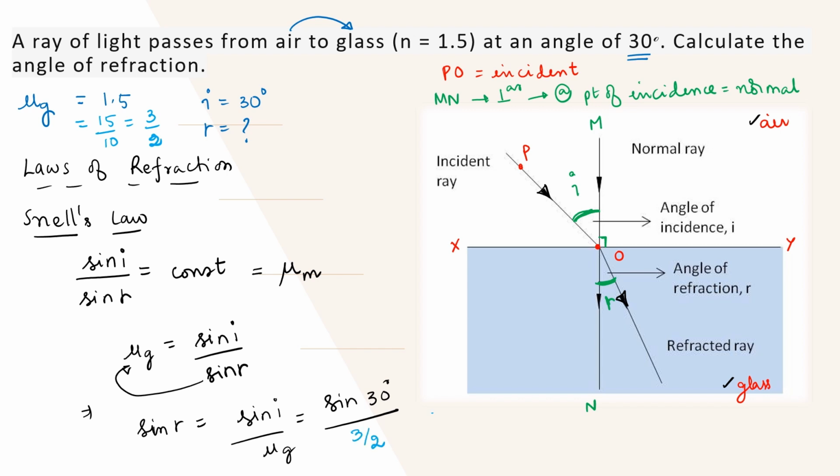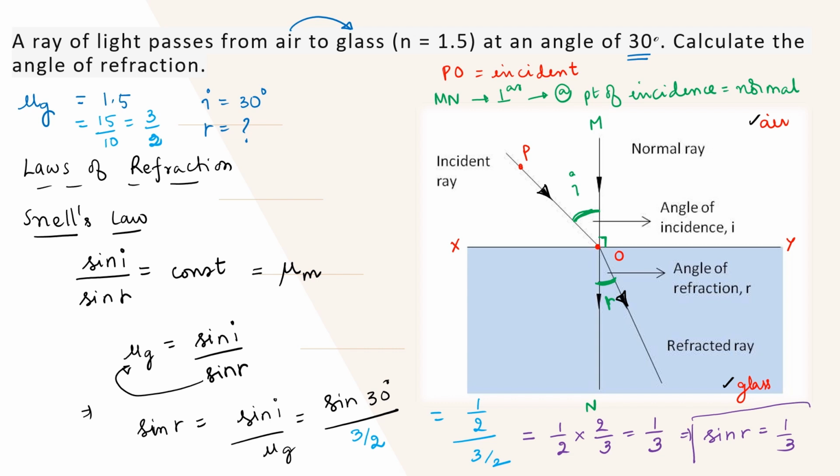Now sine 30 is 1 by 2, divided by 3 by 2. What are we going to get? We will get 1 by 2 into 2 by 3. This is equal to 1 by 3. So what is established at the end? Sine r is equal to 1 by 3.